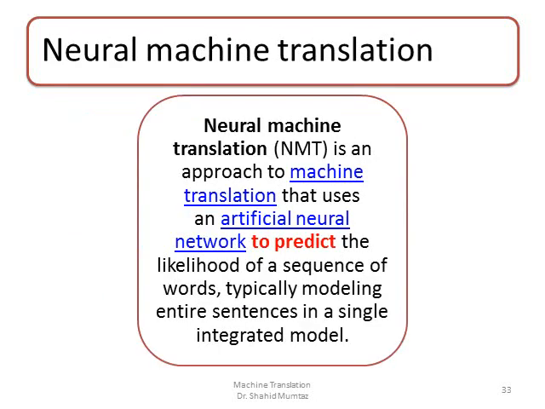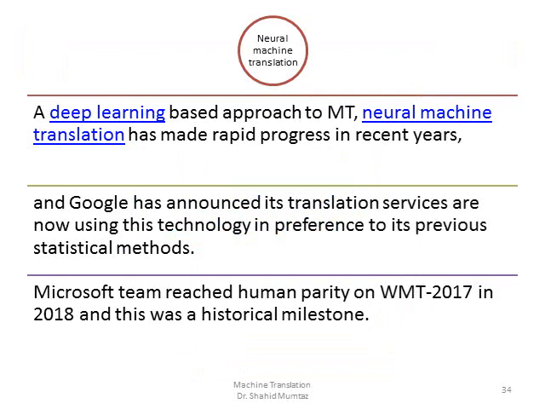Neural machine translation. This is an approach to machine translation that uses an artificial neural network to predict the likelihood of a sequence of words, typically modeling entire sentences in a single integrated model. A deep learning based approach to machine translation, neural machine translation has made rapid progress in recent years, and Google has announced its translation services are now using this technology in preference to its previous statistical methods.